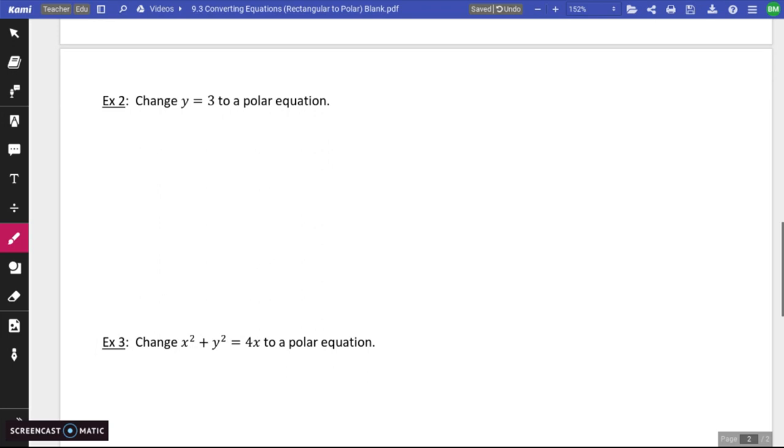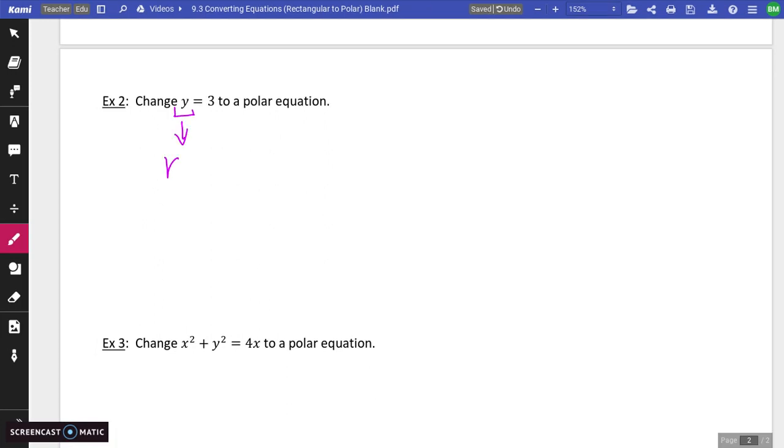Next example here, we're going to change y equals 3 to a polar equation. So again, we're thinking back to those equations. You have to look back at those equations again, see what you can plug in. We had y is equal to r sine theta, so I can replace that right away. Remember, I want to get rid of y's and have r's and thetas. So r sine theta equals 3. And then I'm going to solve for r. So just like regular solving equations, I can divide by sine of theta because these are being multiplied. R equals 3 divided by sine theta.